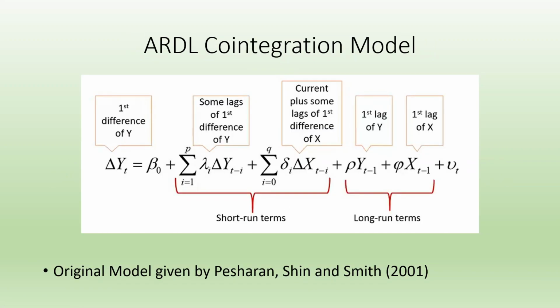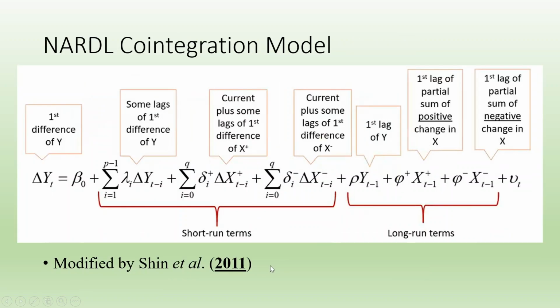Now the original ARDL model, which was given by Pesaran, Shin and Smith in 2001, consists of the first difference of y, some lags of the first difference of y, current plus some lags of the first difference of x, first lag of y, and first lag of x. This model was modified by Shin in 2014 to make it a NARDL model. Now this model consists of the first difference of y, some lags of the first difference of y, which were already there in the original ARDL model, but the original x is now decomposed into two parts: current plus some lags of the first difference of x positive, current plus some lags of the first difference of x negative, first lag of y, first lag of the partial sum of positive change in x, and first lag of the partial sum of negative change in x. So these are the short-run terms and these are all long-run terms.